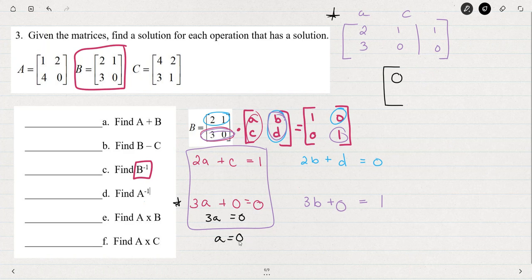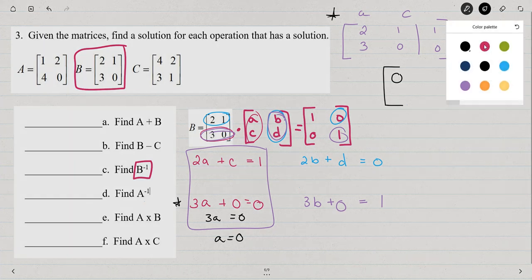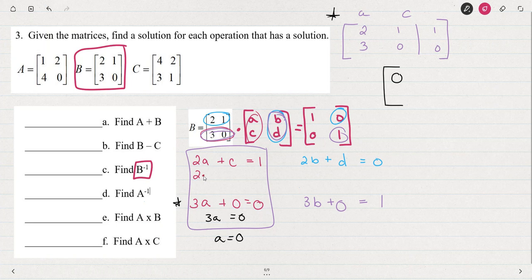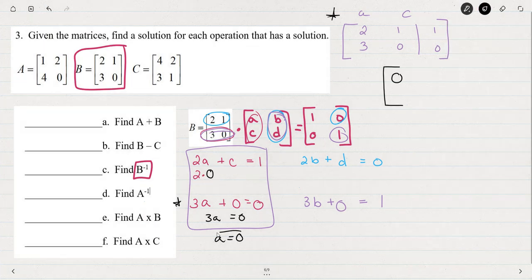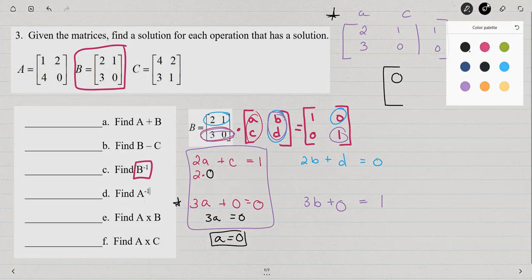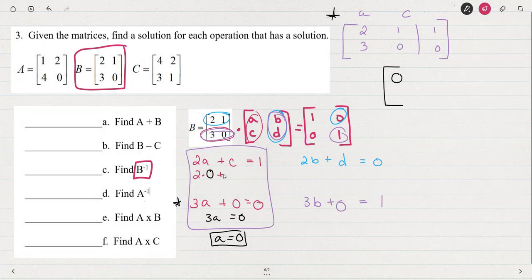And then if I take that 0 up to the 2A plus C equals 1, then I'd have 2 times 0. Where did that 0 come from? It comes from solving for A equal to 0. Plus C is 1. So what that leads us to is that C is going to be 1. So now I have this element also.